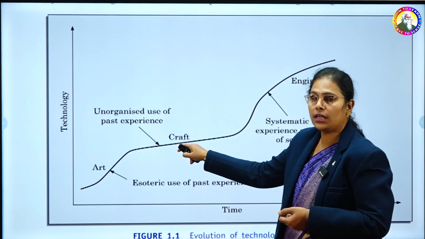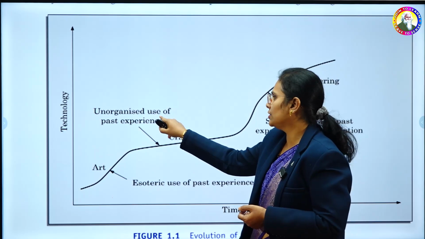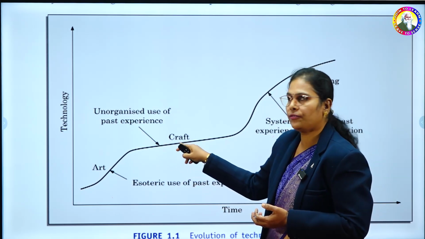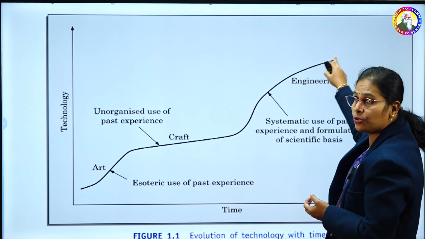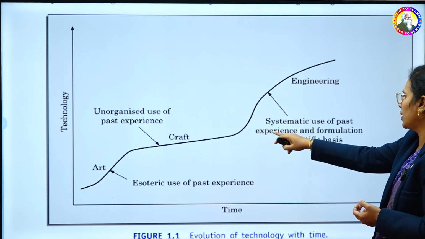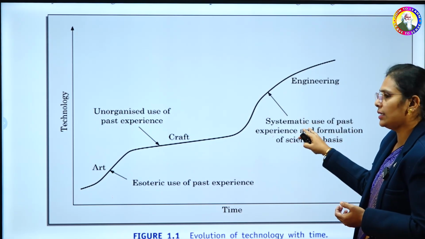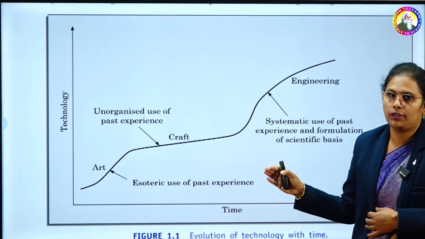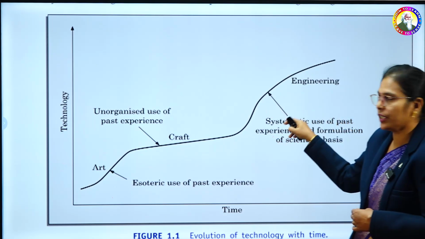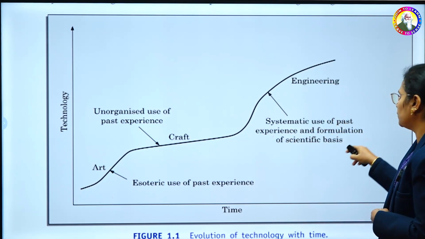Then later on, from that art, with their experience, they made it into a craft. They crafted with their experience, an unorganized use of past experience. They did not document anything. Simply with their ancestors' knowledge, they started crafting the knowledge. Then from that craft, they moved to an engineering discipline. What does engineering discipline mean? You have developed this art and craft into systematic use of past experience and formulation of a scientific basis. So there was an organized, structured format in order to develop a software process. This past experience we get from art and craft only.